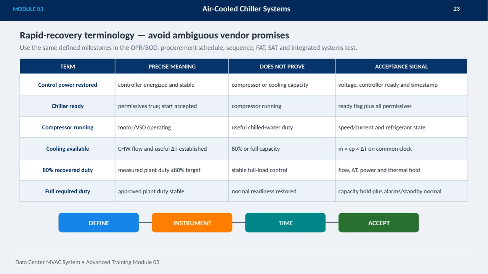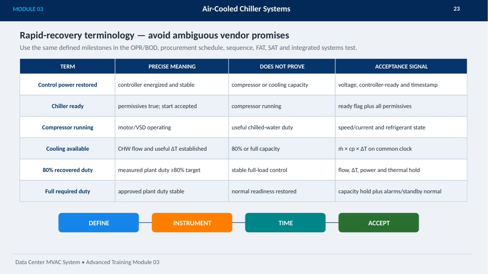On this slide, we focus on rapid recovery terminology to help us avoid ambiguous vendor promises when dealing with air-cooled chiller systems. It's crucial that we use the same defined milestones throughout the entire process, from the owner's project requirements and basis of design, through procurement schedules, sequences, factory acceptance testing, site acceptance testing, and integrated systems tests. We start by defining each key term with its precise meaning, clarifying what it does not prove, and specifying the acceptance signal we should look for.